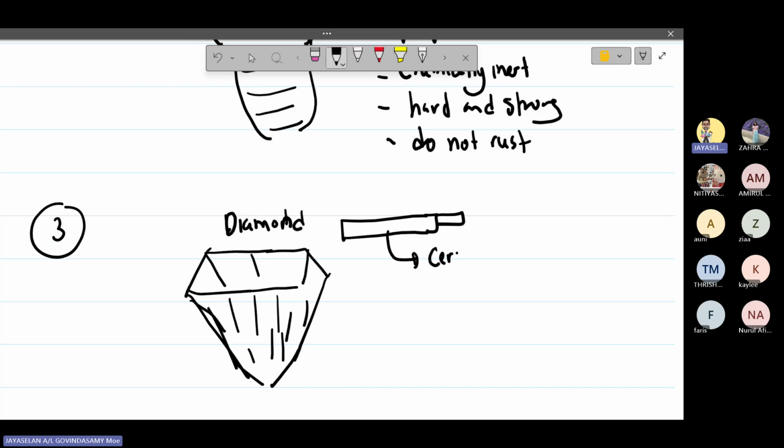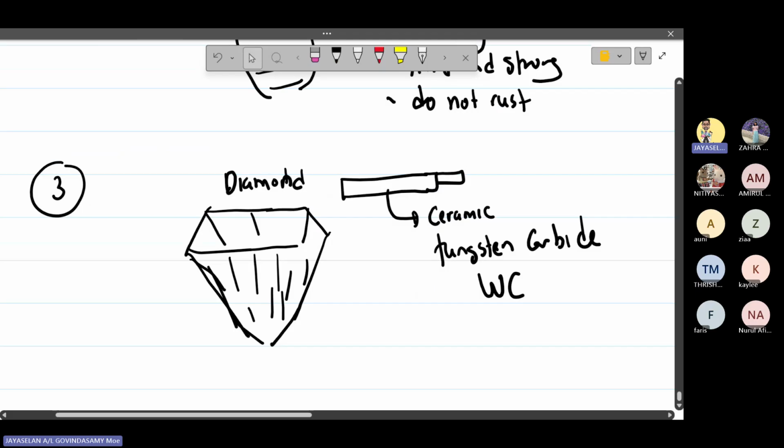Okay, what is this ceramic made up of? Okay, we call it tungsten carbide. What is the formula of tungsten carbide? WC. Tungsten carbide. Tungsten, W. They already named it.